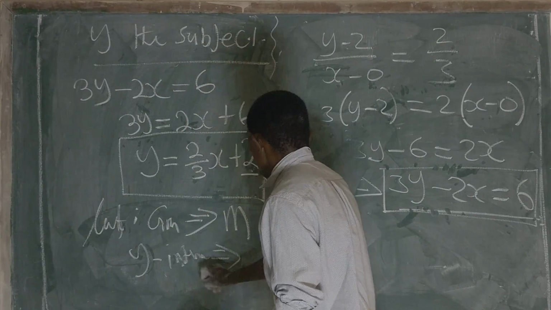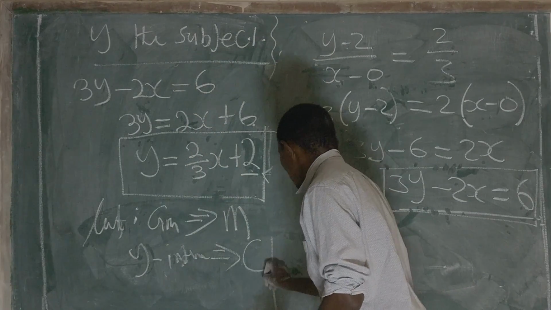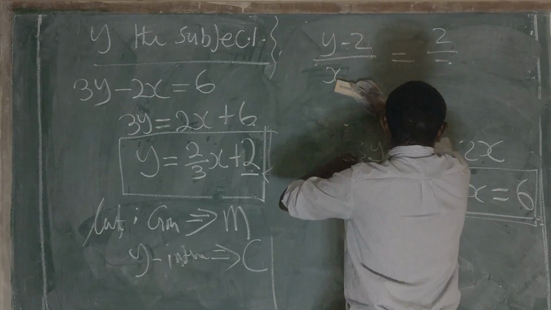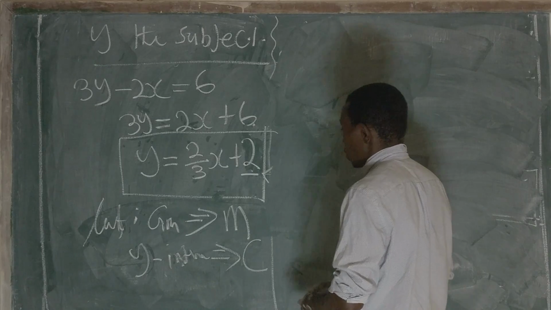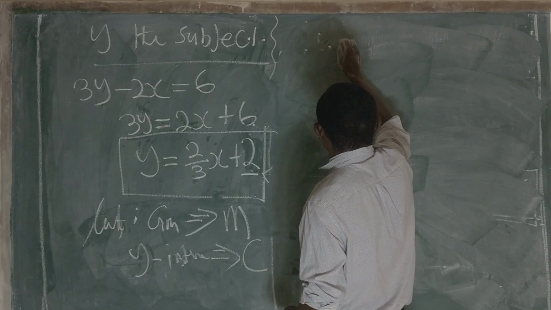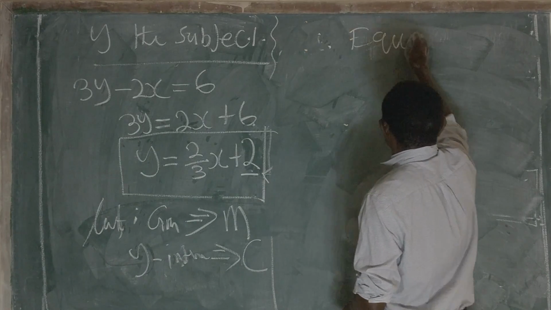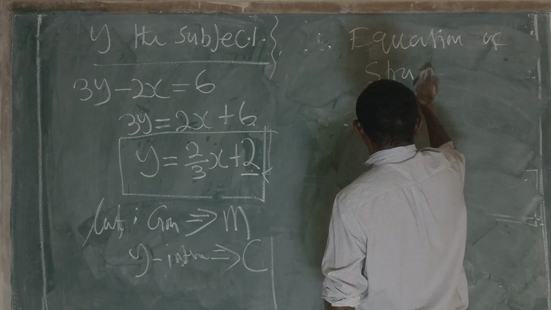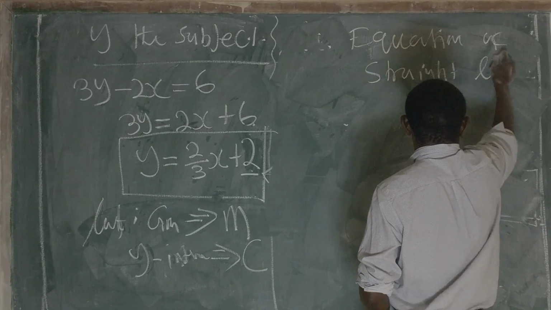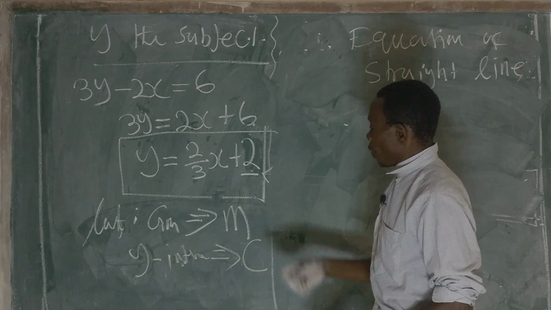y-intercept be represented by a letter, maybe c. It means the general form of the equation of a straight line will be something like this. So finally, the equation of a straight line will be defined by what we have here.